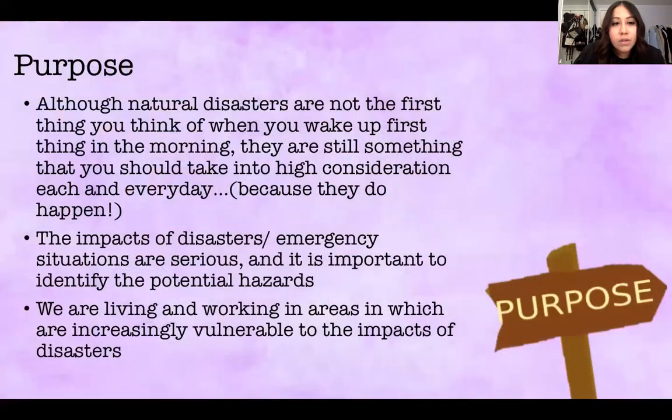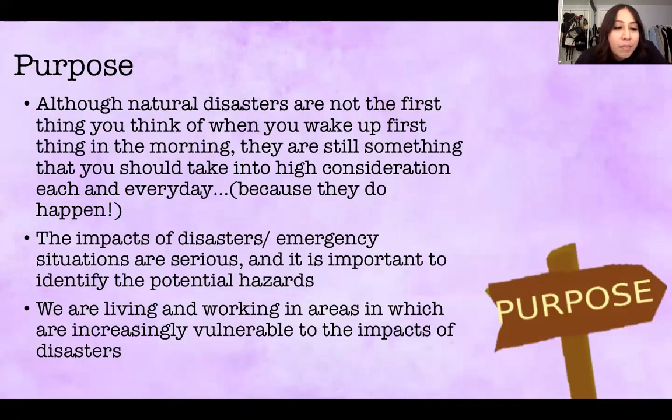All right, so the overall purpose of today's lesson is, although natural disasters are not the first thing that you think of when you wake up in the morning, and I know there's better things to think about at this age, there are still things that should be taken into high consideration, because they can happen every day.